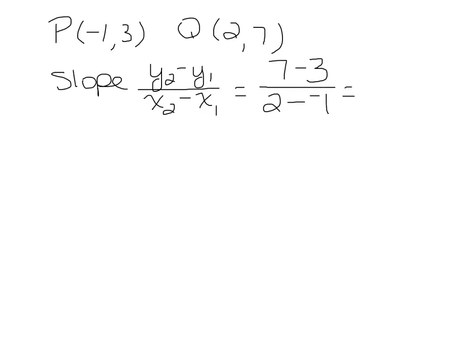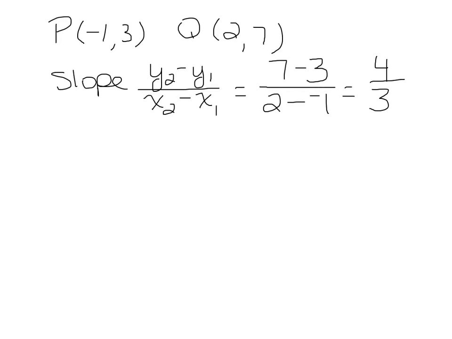Especially when the negative numbers come into place, if you don't know, don't be a mathematical hero, use the calculator. 7 minus 3 is 4. 2 minus a negative 1 is 3. Therefore, the slope is 4 over 3.